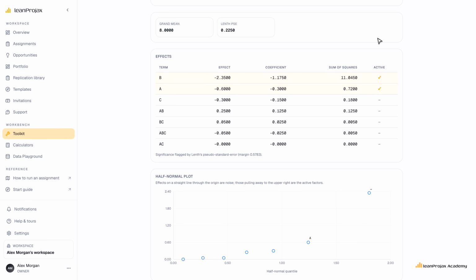The active column flags B and A, and it isn't guessing. Significance here is flagged by Lenth's pseudo-standard error, which estimates the noise from the small effects themselves. The half-normal plot says the same thing visually. Effects sitting on the straight line are noise, and the 2 pulling away to the upper right are real. 8 runs, 3 factors, every interaction between them. That is what 1 at a time testing cannot give you.